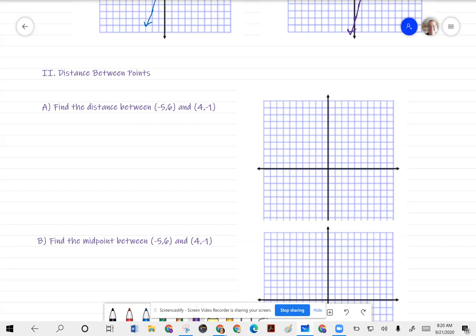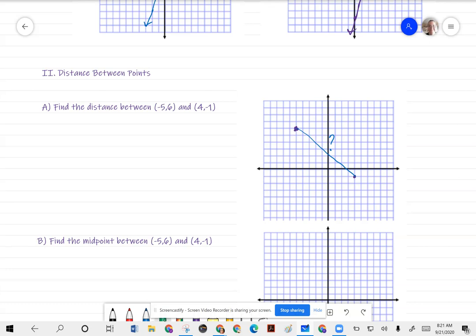1, 2, 3, 4, 5, and then 1, 2, 3, 4, 5, 6. So there is negative 5, 6, and there's 1, negative 1. All right, so the job that you're supposed to do is to find this guy right here. You're trying to find the distance between those 2 points.